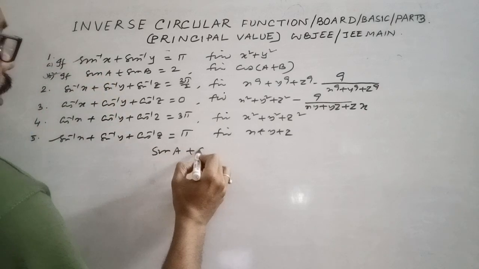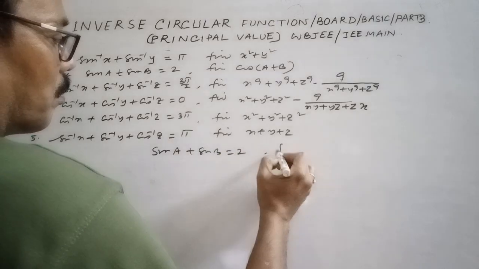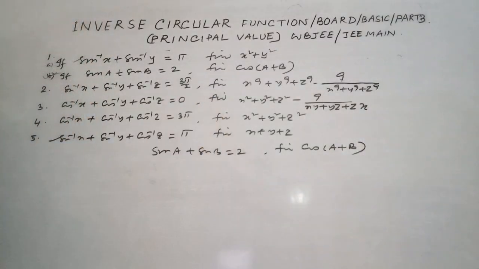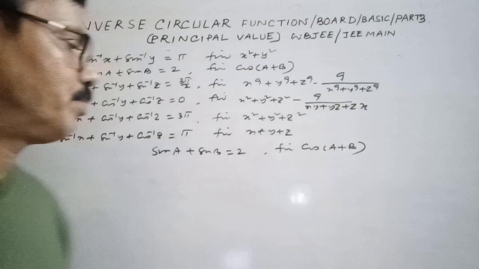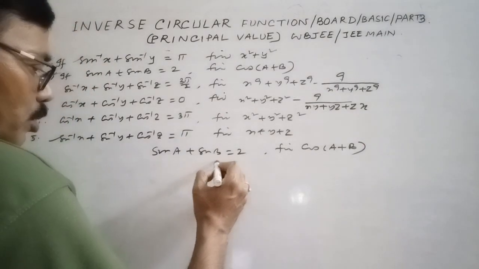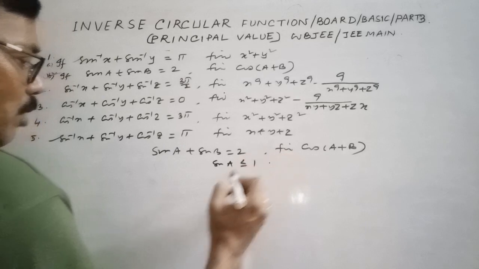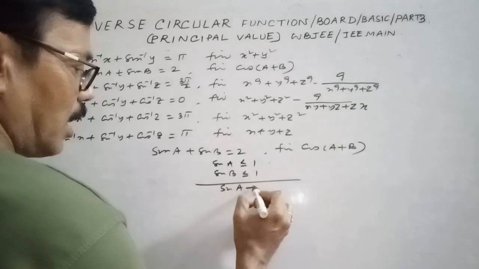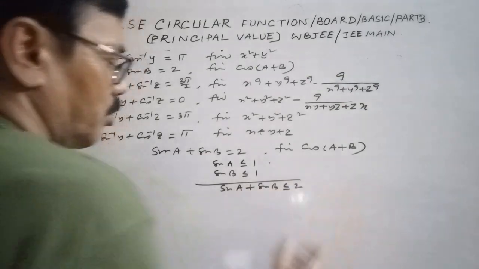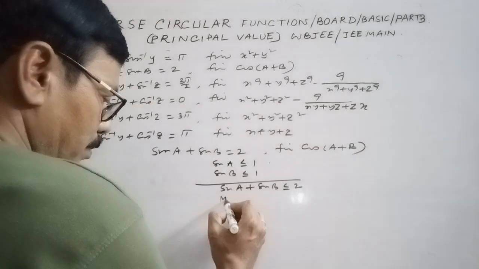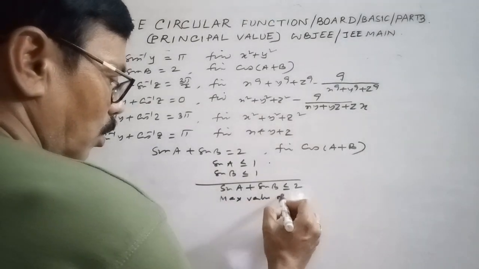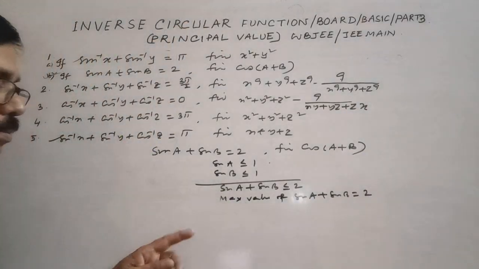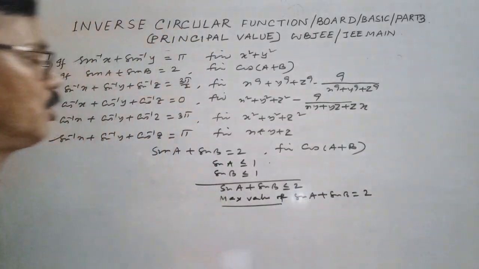sin A plus sin B equals 2 sin cos (A plus B). So we use the same type of theory. Look, we know sin A is less than or equal to 1 and sin B is less than or equal to 1. So sin A plus sin B is less than or equal to 2. So the maximum value of sin A plus sin B is 2.